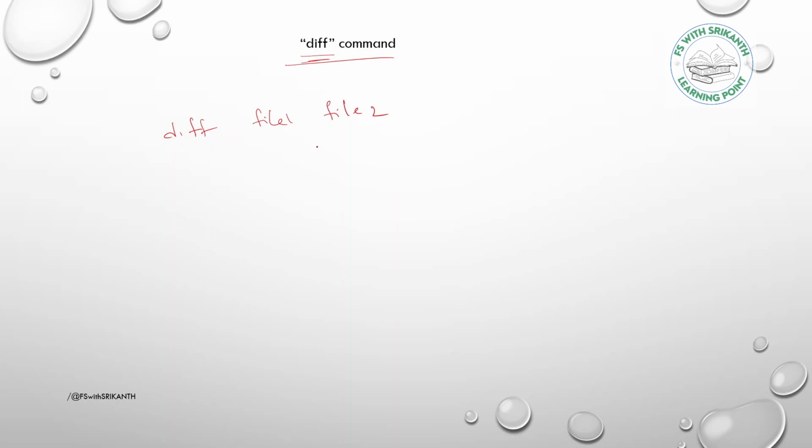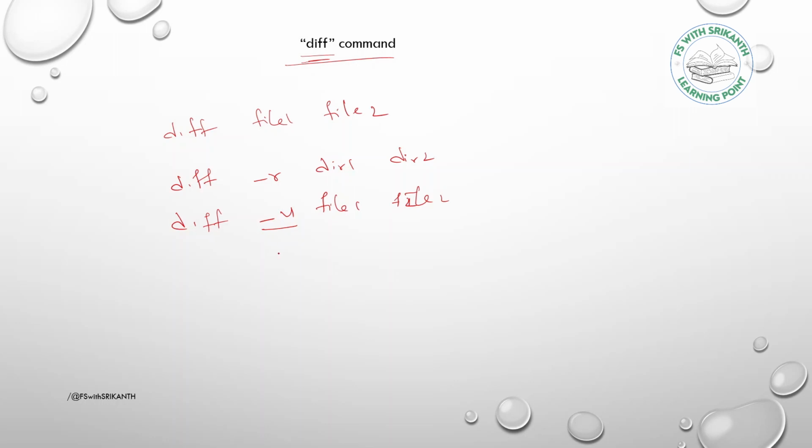And if you want to compare directories, suppose diff directory1 directory2, it compares the two directories and shows the difference between the files in them. And diff -u file1 file2 shows the difference between the two files in a unified format.